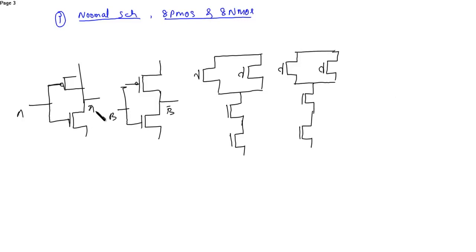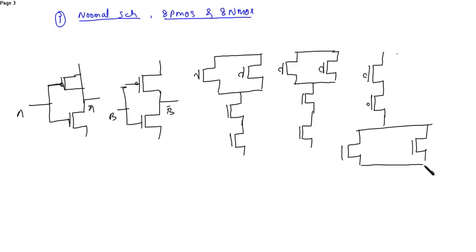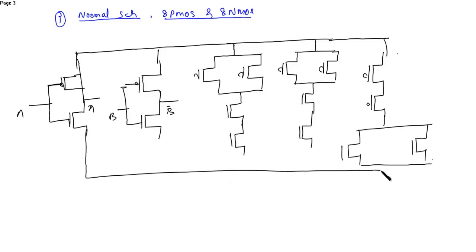And this is... we need an OR circuit where the PMOS is in series and the NMOS is in parallel, where all these are connected to VDD and all these are connected to ground, and this is VDD.